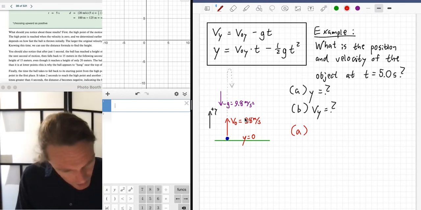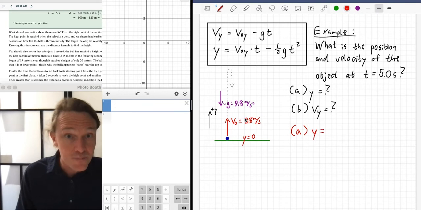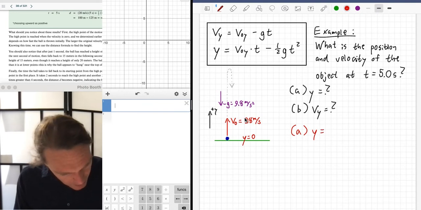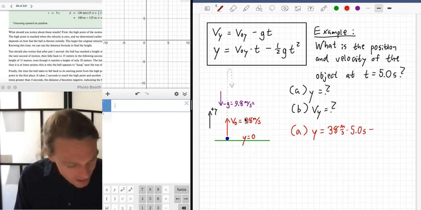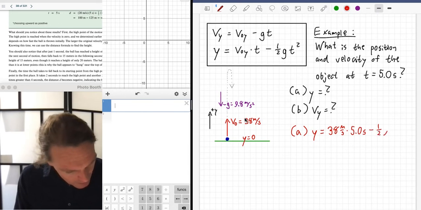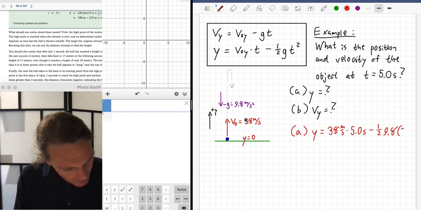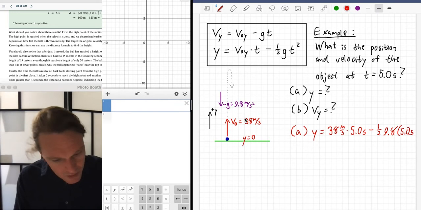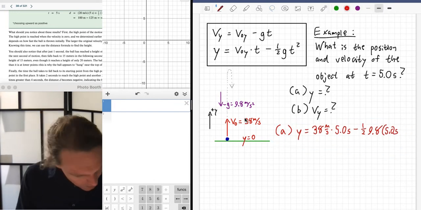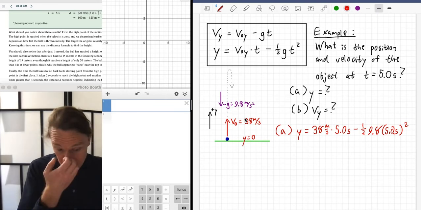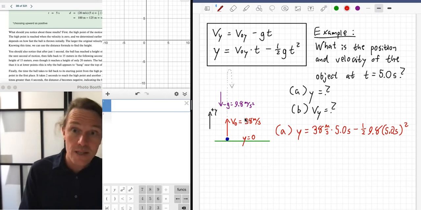All right, so plug this in. We're doing position first, which is a longer formula, but the more fundamental idea. Okay, so we'll just plug in the 38 meters per second over here. We'll multiply by that time that was given, 5 seconds. Remember to subtract 1/2 times 9.8, okay, 5 seconds quantity right there, and then remember to square the 5 seconds. Okay, so you don't square in the first term, but you do square in the second one, all right?